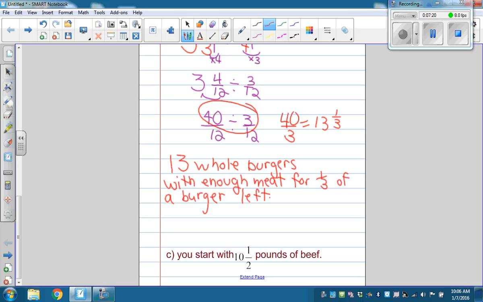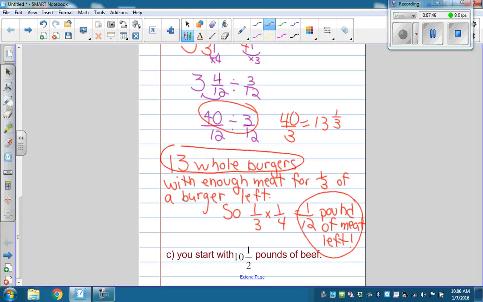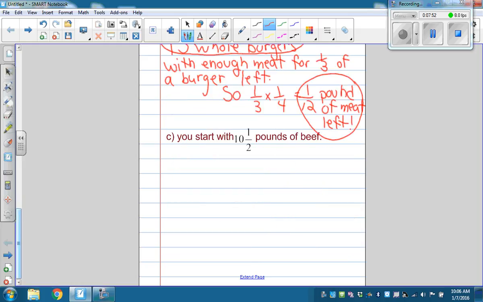So that's 1/3 times 1/4, because it takes 1/4 of a pound for a burger. So you have 1/12 of a pound of meat left. Okay, so it's a two-part answer. That's how much you have left, and that's how many burgers you can make. What happened when you did the next one, Jason? I got a whole number. It turned out to be a whole number, like the last one. It was an easier one, right?